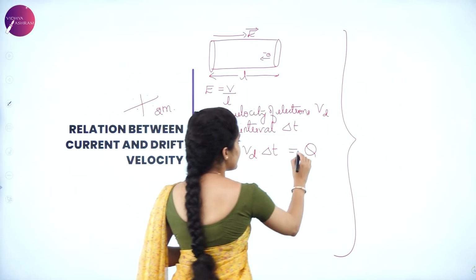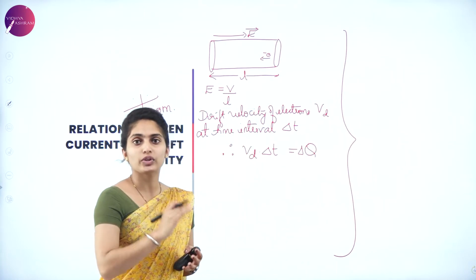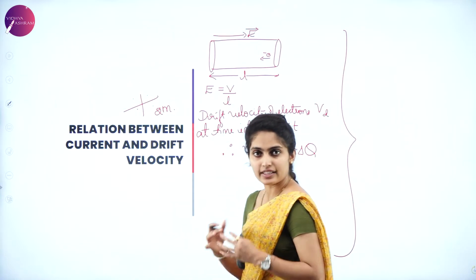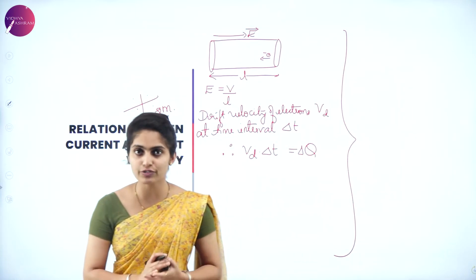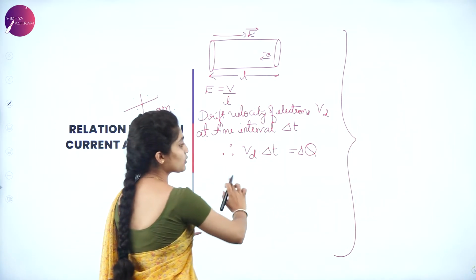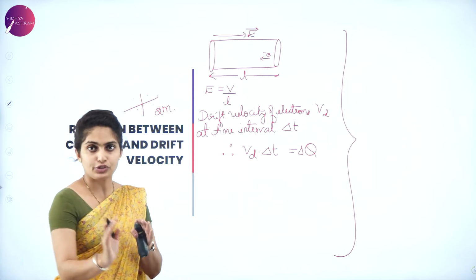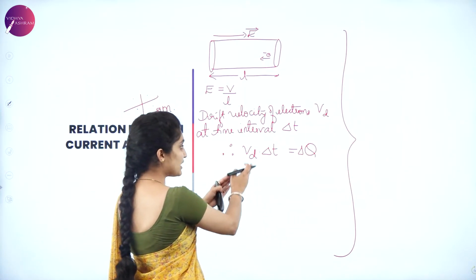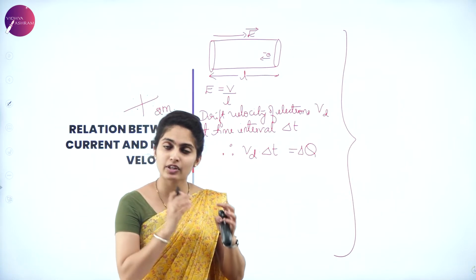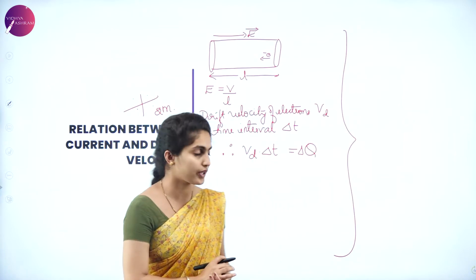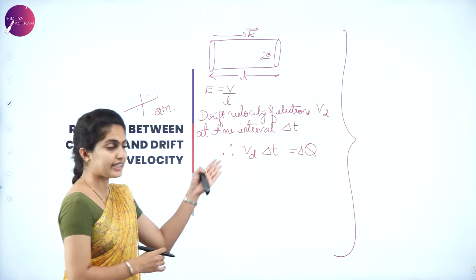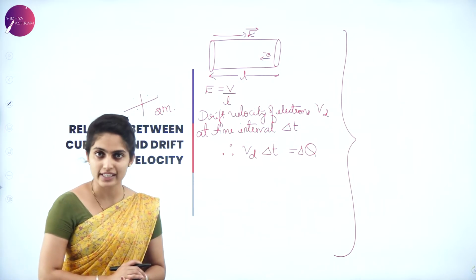Because there is a change in charge which leads to the current. As the charge changes with a certain interval of time, there is a generation of current. So for the generation of current, what are the internal things happening? I am writing it now. We are equating delta Q is equal to V into delta T. Delta Q should be the fixed quantity because of which we will have a current. Vd is the drift velocity at a certain interval of time, call it delta T.